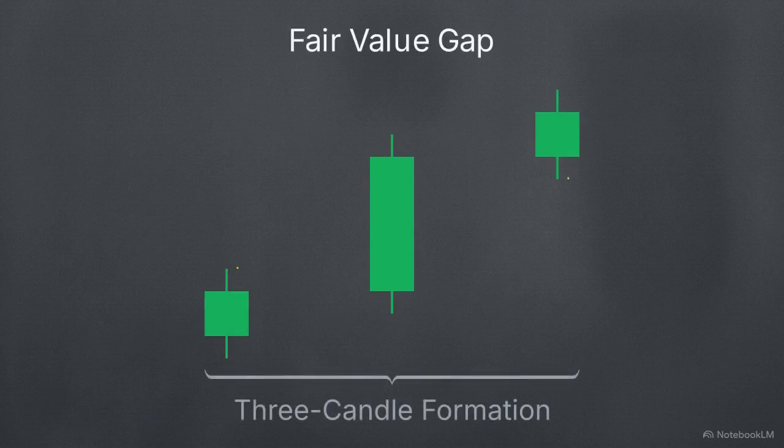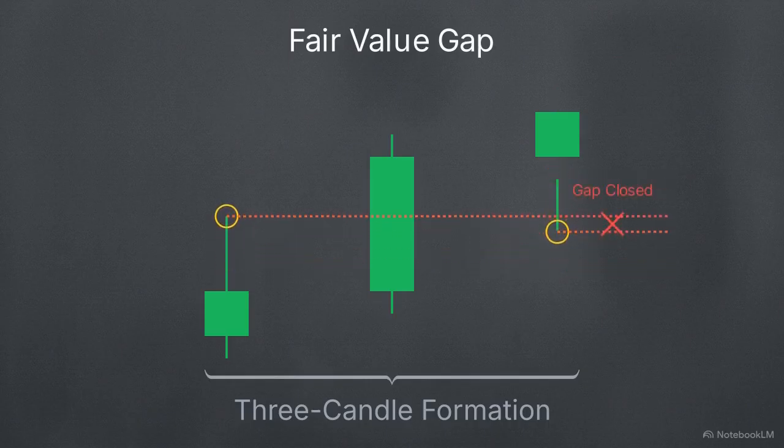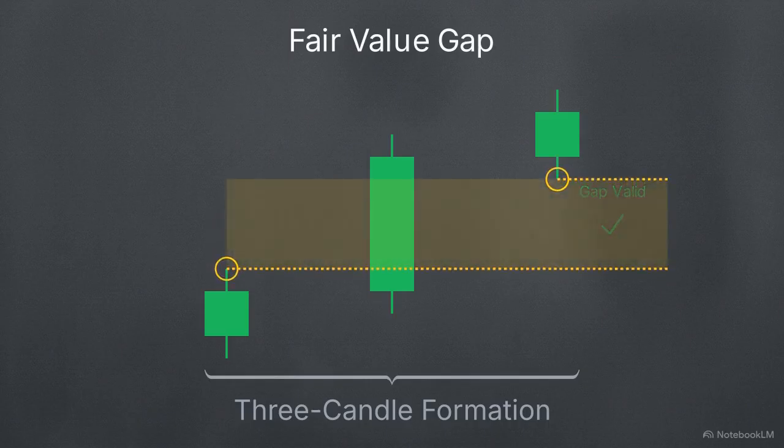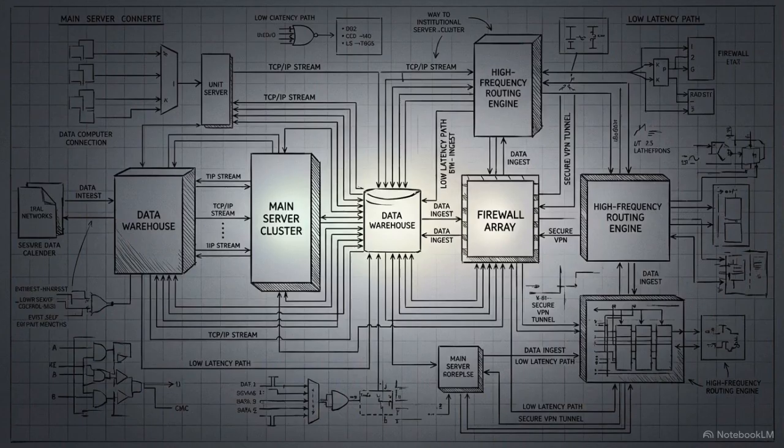Sudden high-volume price moves often leave behind unbalanced pending orders in the market ledger. The visual footprint of this imbalance is the fair value gap, a three-candle formation representing unfulfilled order flow. The gap is valid only when the wicks of the first and third candles do not intersect, proving a void in liquidity exists. This leads to the Interbank Price Delivery Algorithm, or IPDA, which governs how institutional liquidity is delivered.